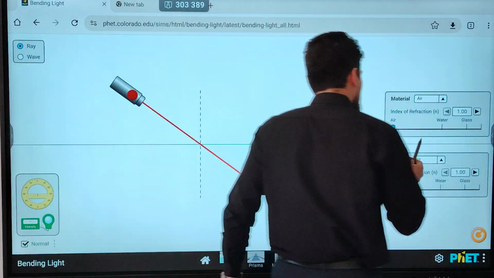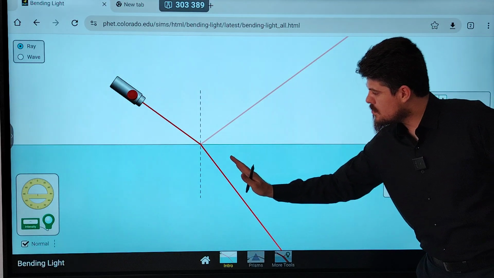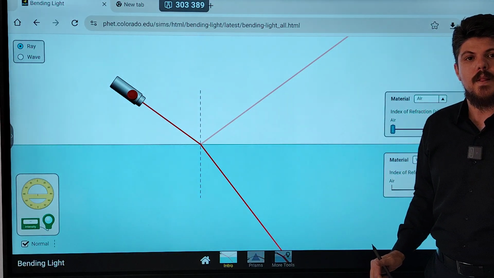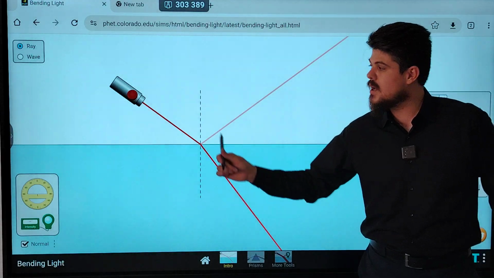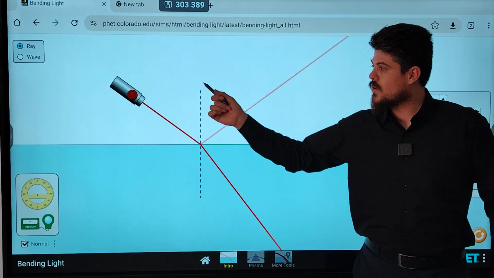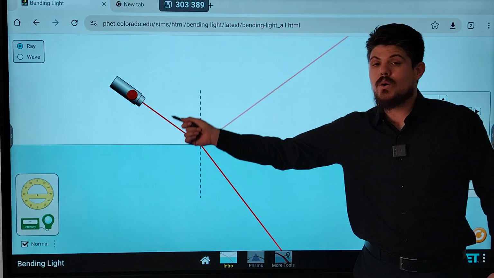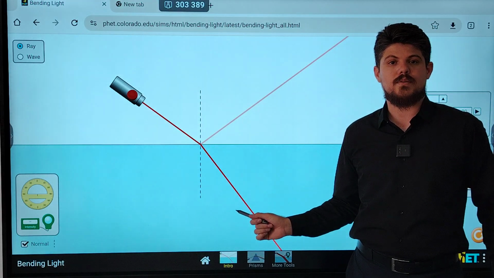But if you have two substances with different densities, such as air and water, look, as you can see here, the light bends toward the normal. When does light bend toward the normal? Whenever the light travels from low density to high density, from low index of refraction to high index of refraction, from low speed to high speed of wave.